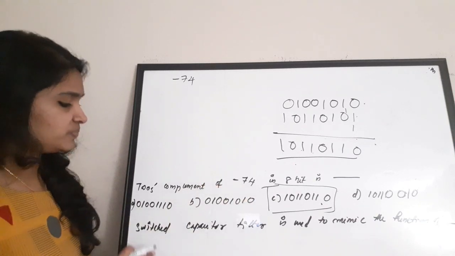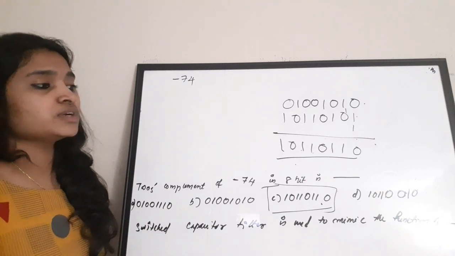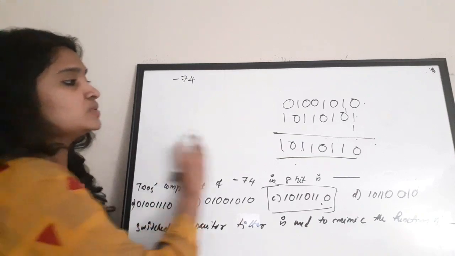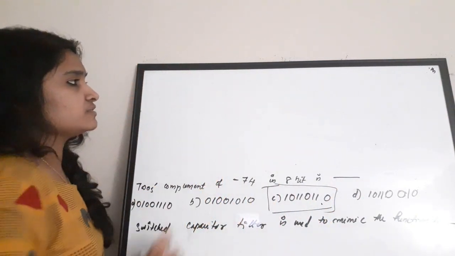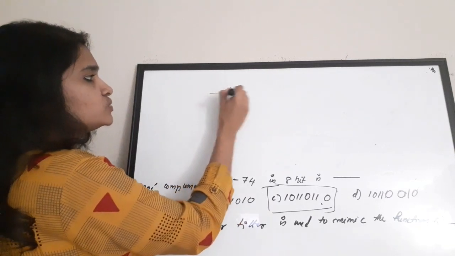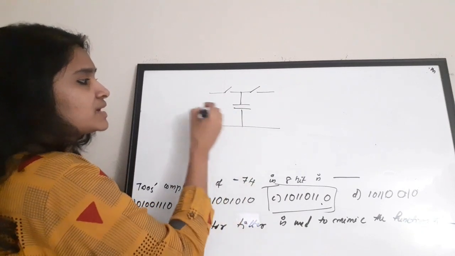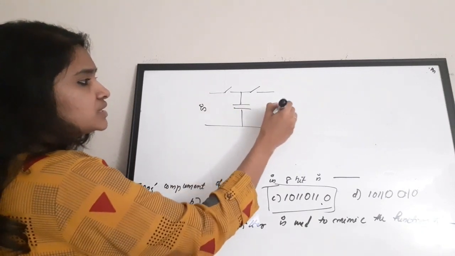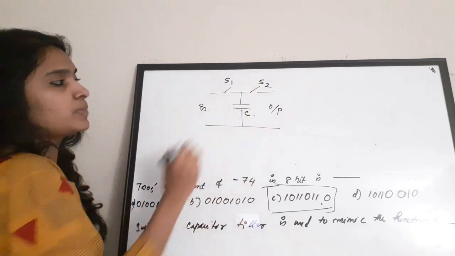It's a theory question. A switched capacitor filter is used to mimic the function of dash. I'll give you a brief overview of the switched capacitor filter. It consists of 2 switches. Generally, there is a capacitor, an input side, and an output side. So there is switch 1 and switch 2. There are 2 switches and 1 capacitor.